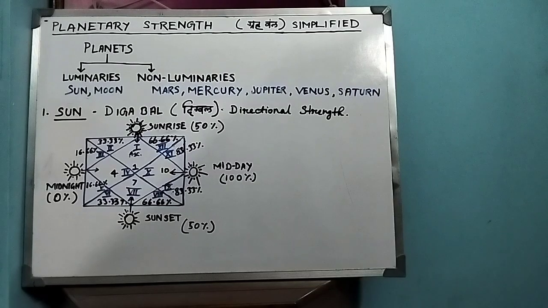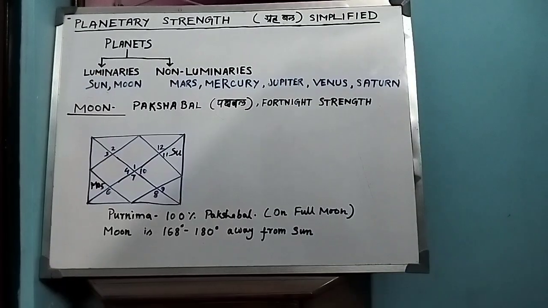For example, if your Sun is in the ascendant or first house or in the seventh house, he will still enjoy 50% of his directional strength. You can manually calculate the directional strength of Sun for other houses also by proportion. I have written the percentages of directional strength in the chart. Take a screenshot and refer to it while assessing the directional strength of Sun.